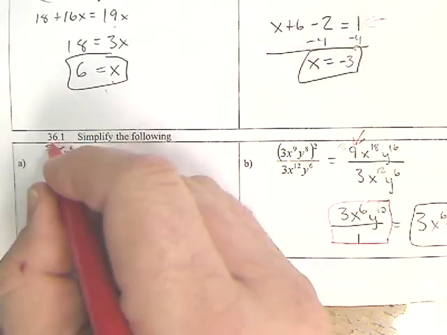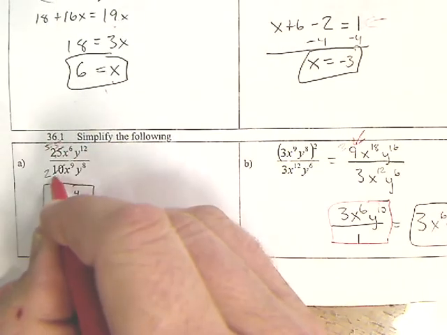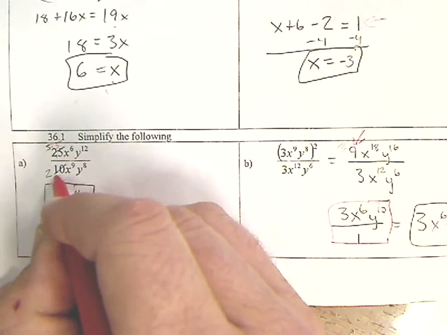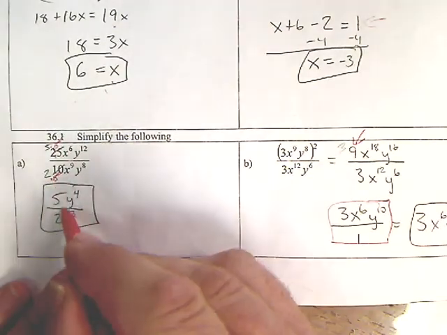25 is just 5 times 5. 10 is just 2 times 5. The 5's cancel. It leaves me a 5 over 2.